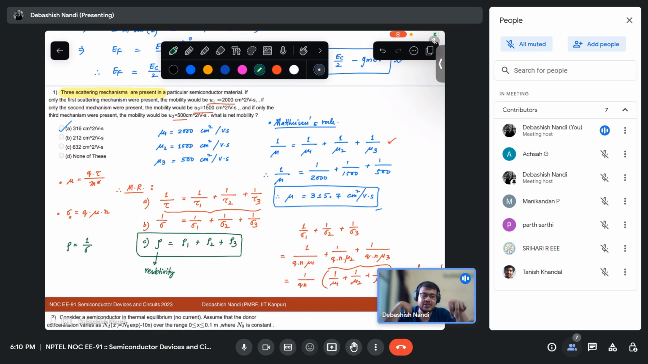So does anyone have any question regarding this? Okay. So these three formulas you also remember. It is not only this. These four are the same formula, this 1, 2, 3 and 4. All four can be solved using Matthiessen's rule.